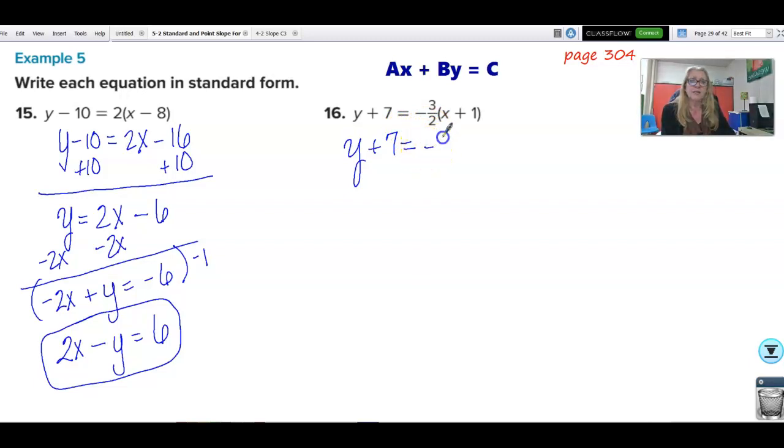Negative 3 halves times x is negative 3 halves x. Oh, wait a minute. Wait. I forgot what section I was in. No, that's the long way. You want the easy way? I know you guys like the easy way.